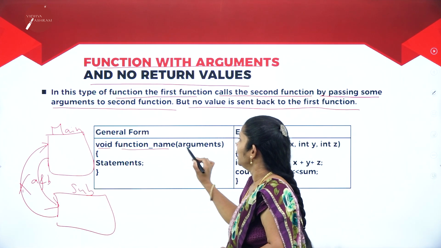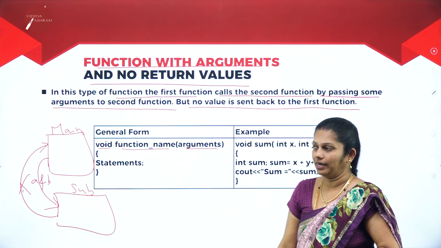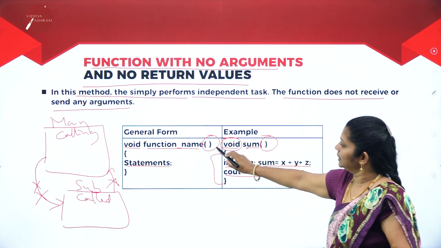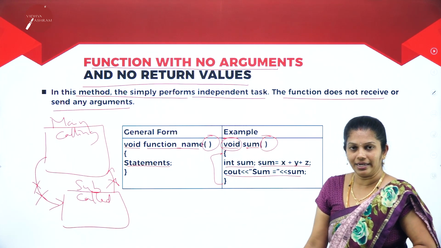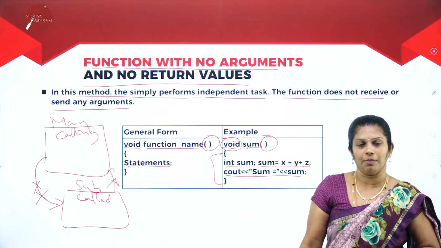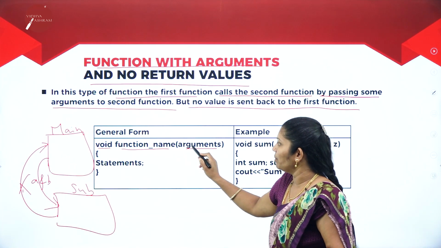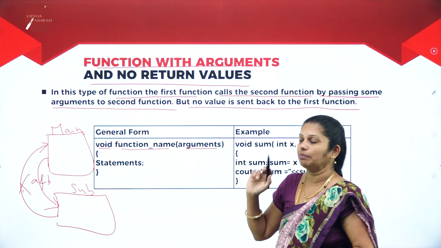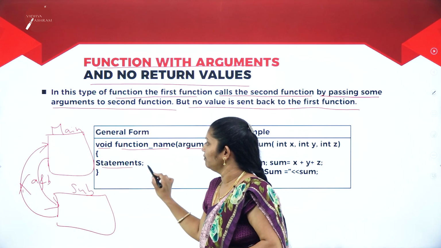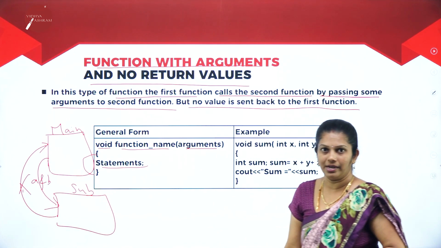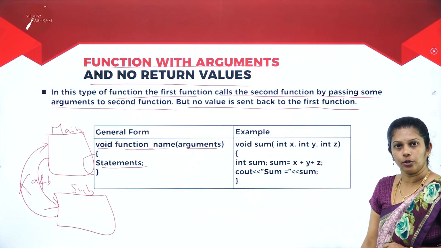Then the function name, and inside the brackets we have arguments. If you observe the previous case, we wrote empty brackets. It means that no arguments are passing from the main program to the subprogram. Whereas here, arguments are passing from the main program to the subprogram. Then inside the curly brackets you have to write all the statements. Whichever statements you want, you can write.